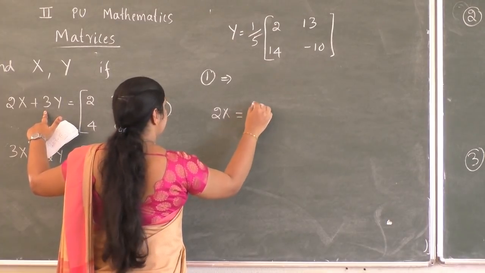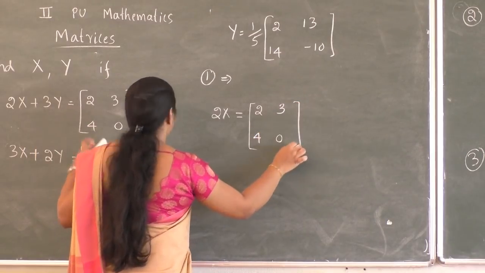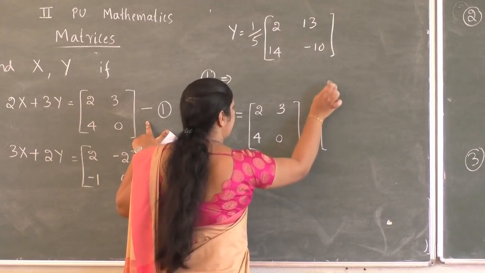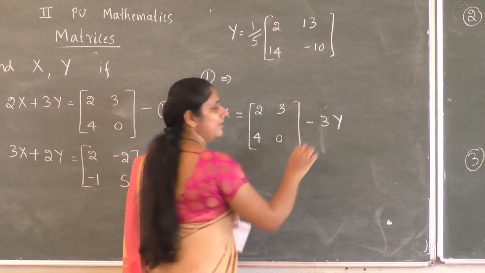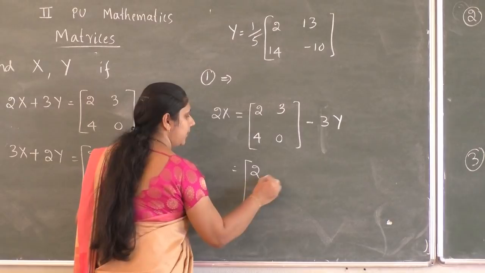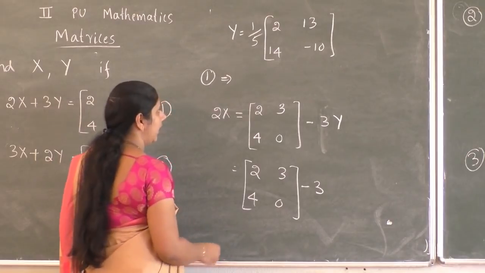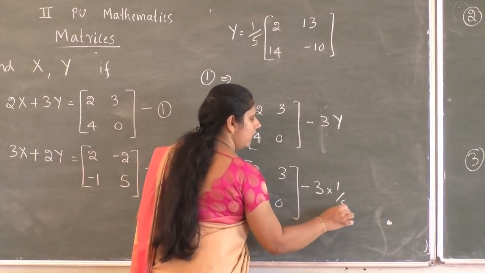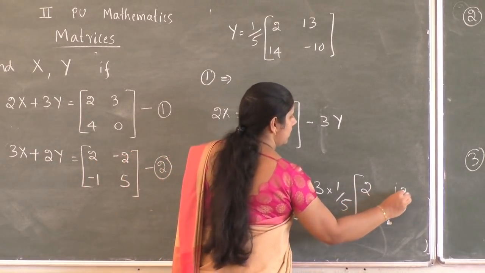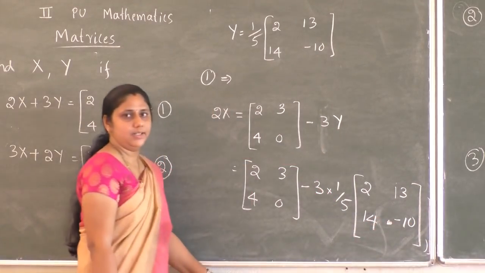On rearranging we get 2x equal to [2, 3, 4, 0] plus 3y. If it comes to the right side it becomes minus, so it is minus 3y. Now substitute for y, that is [2, 3, 4, 0] minus 3 into y, which is 1 by 5 into [2, 13, 14, minus 10].